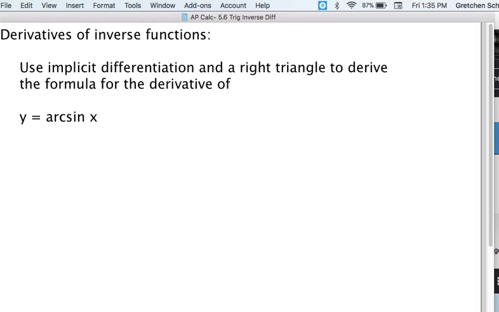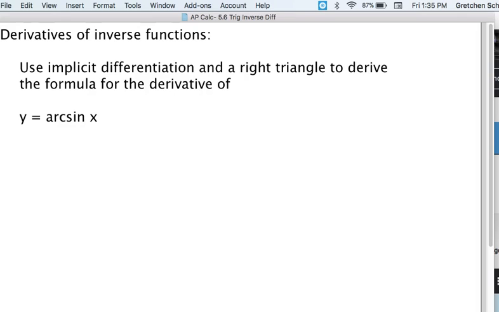We want to take the derivative of the arc sine of x. We're going to use implicit differentiation. Do you guys remember what implicit means? Yeah, it changes what it's with respect to, which means we're going to have 2 different variables. So that's where we had the dy dx that we throw in there.